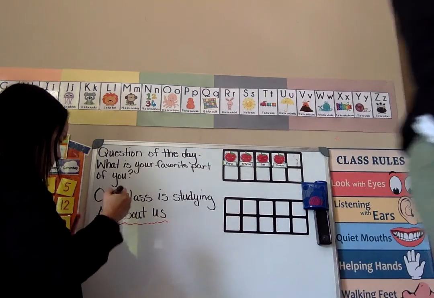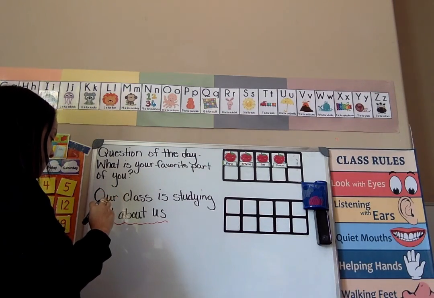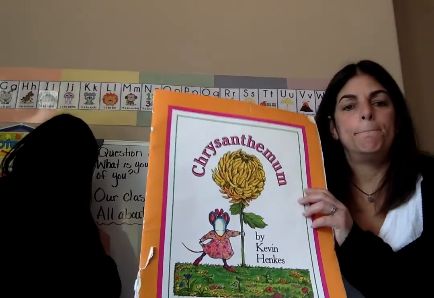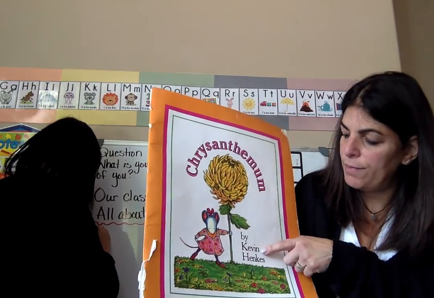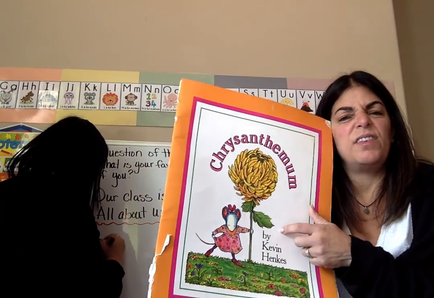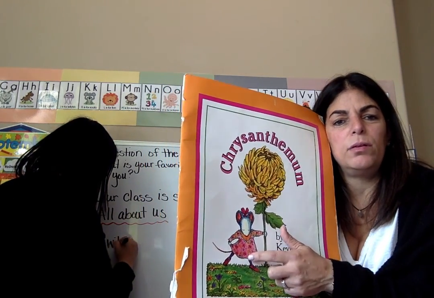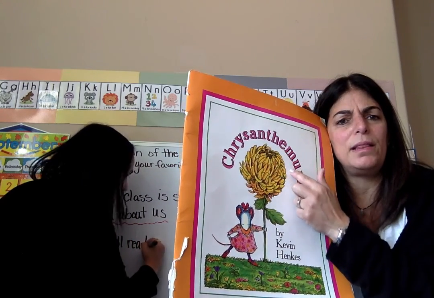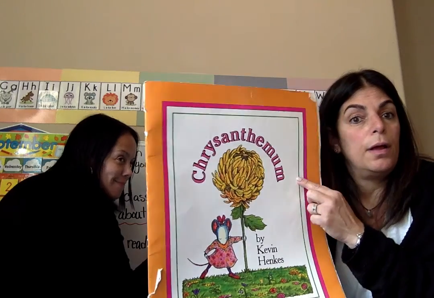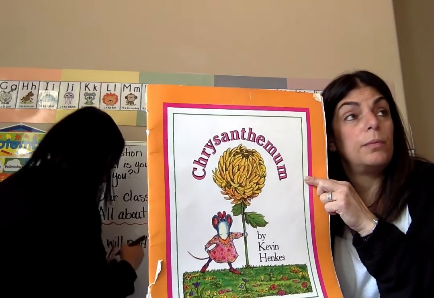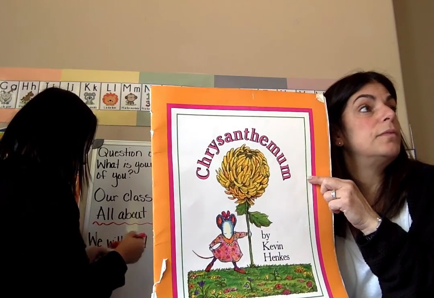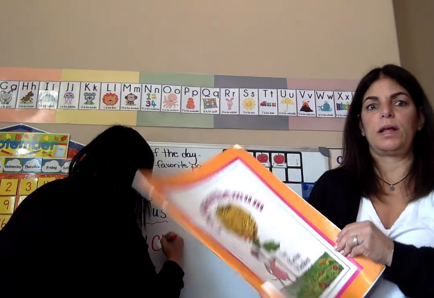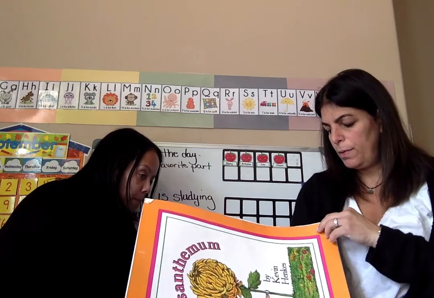All right, I'm going to read you a story today, and it's called Chrysanthemum, and it was written by Kevin Henkes. This is a very special book because her name, this little mouse, her name is Chrysanthemum. And look how big and how many letters are in her name. Some of us have long names and some of us have short names. But this little mouse has a lot of letters. Let's see what happens to her in this book.